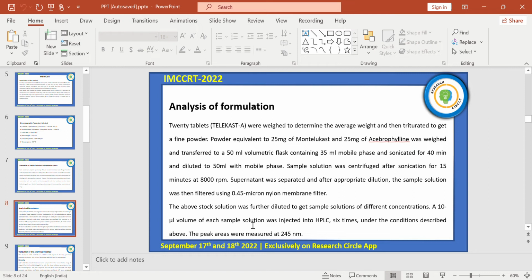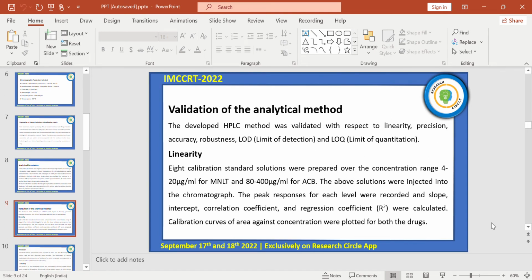Now the above stock solution was further diluted to get the sample solutions of different concentrations, and 10 microliter volume of each of these sample solutions was then injected into the HPLC 6 times under the specified conditions, and the peak areas were measured at the wavelength of 245 nanometer.